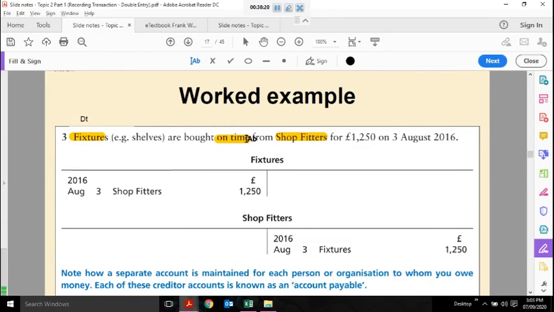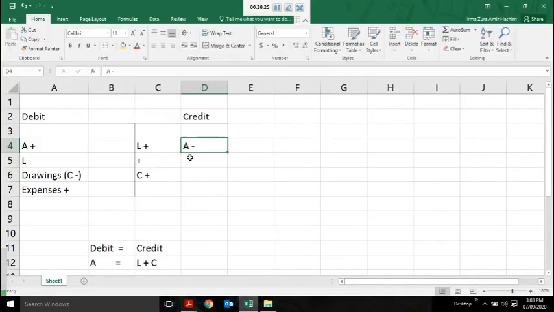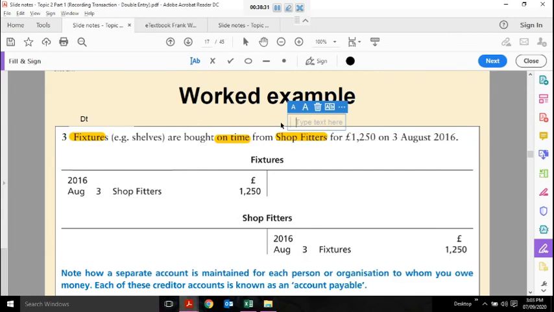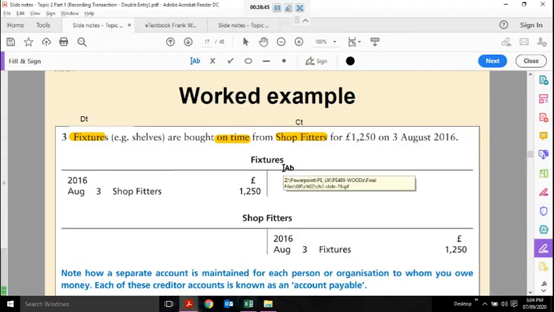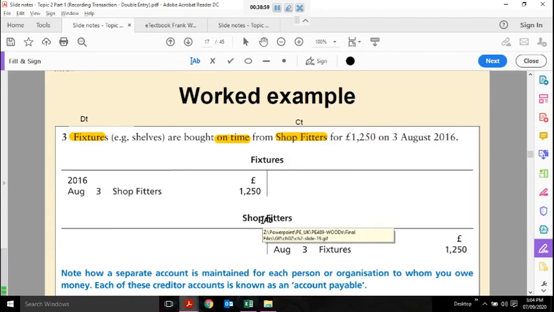So this one is bought on time. You owe them, so you pay later. So now your liability, right? Sorry, liability increases. Before this maybe you didn't owe shop fitters, so now your account payable increases, so you write it as shop fitters. So fixtures, debit, the account title, the year, month, and date, and then the item here you should contra with the other account, which is shop fitters.